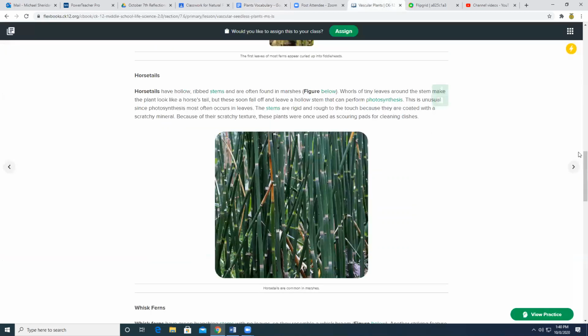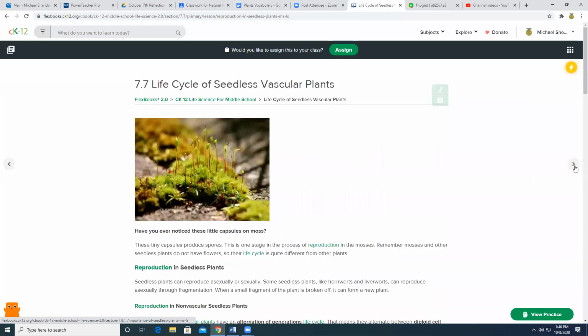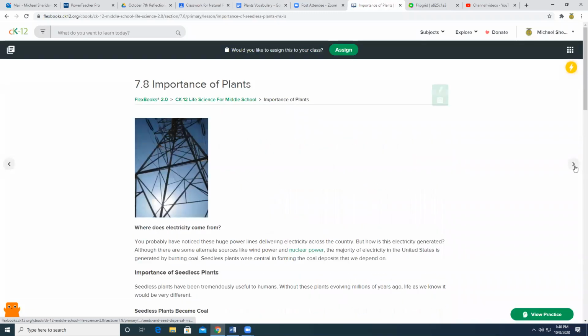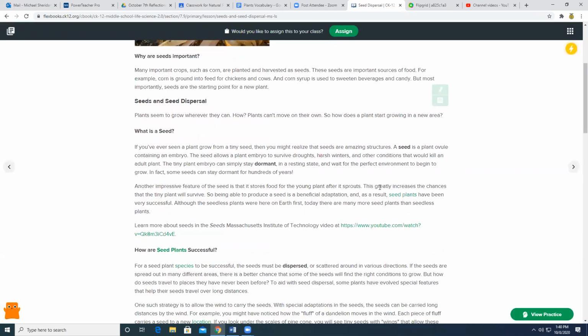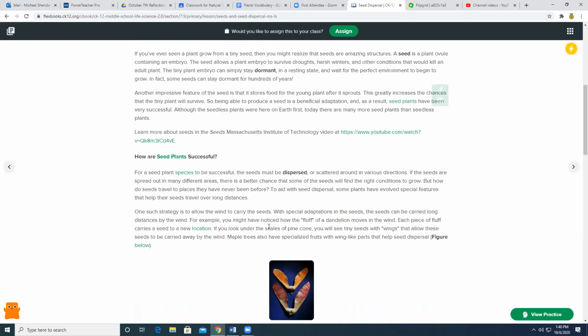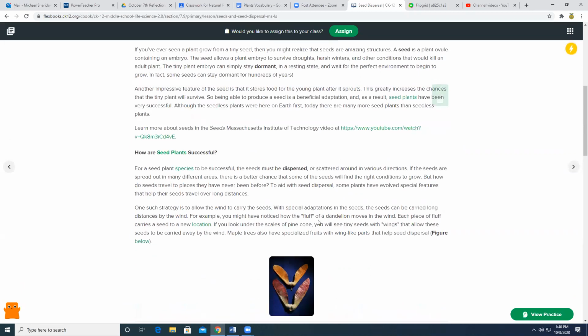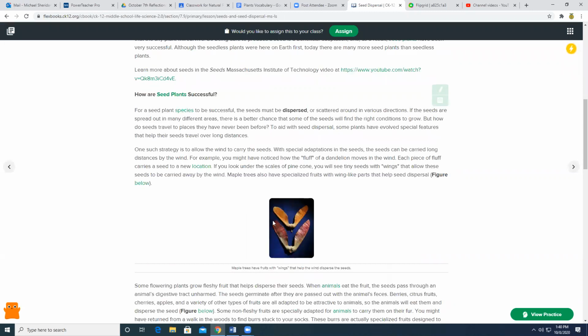If you want to go back here and talk about how seeds are dispersed, there's a ton of different ways, whether it's animals or wind or water or all kinds of stuff. There's 100 different ways that seeds are dispersed throughout nature. So these little whirligig things that maple trees have, those are also another way of seed dispersal.